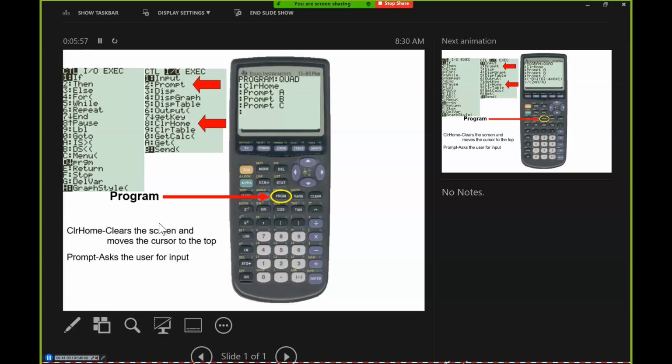Well, you're just going to repeat those two steps 2 more times, this time typing prompt B and then prompt C. So again, press the Program button, go over to the I/O tab, select the prompt command, and type the letter B. And then do the same thing, except you're going to type the letter C. So after you've typed prompt A and prompt B, make sure you've pressed enter one more time so you're on the line right underneath prompt C. I'll give everybody a minute to kind of get there.